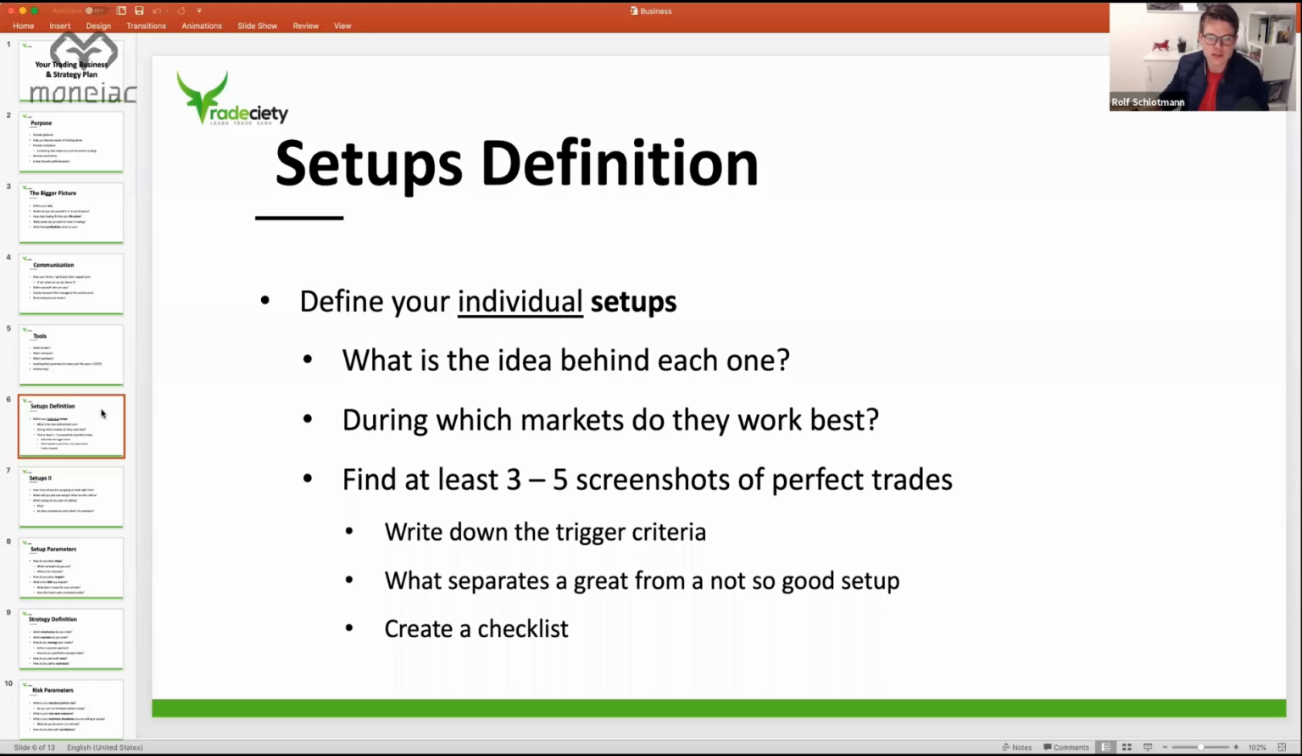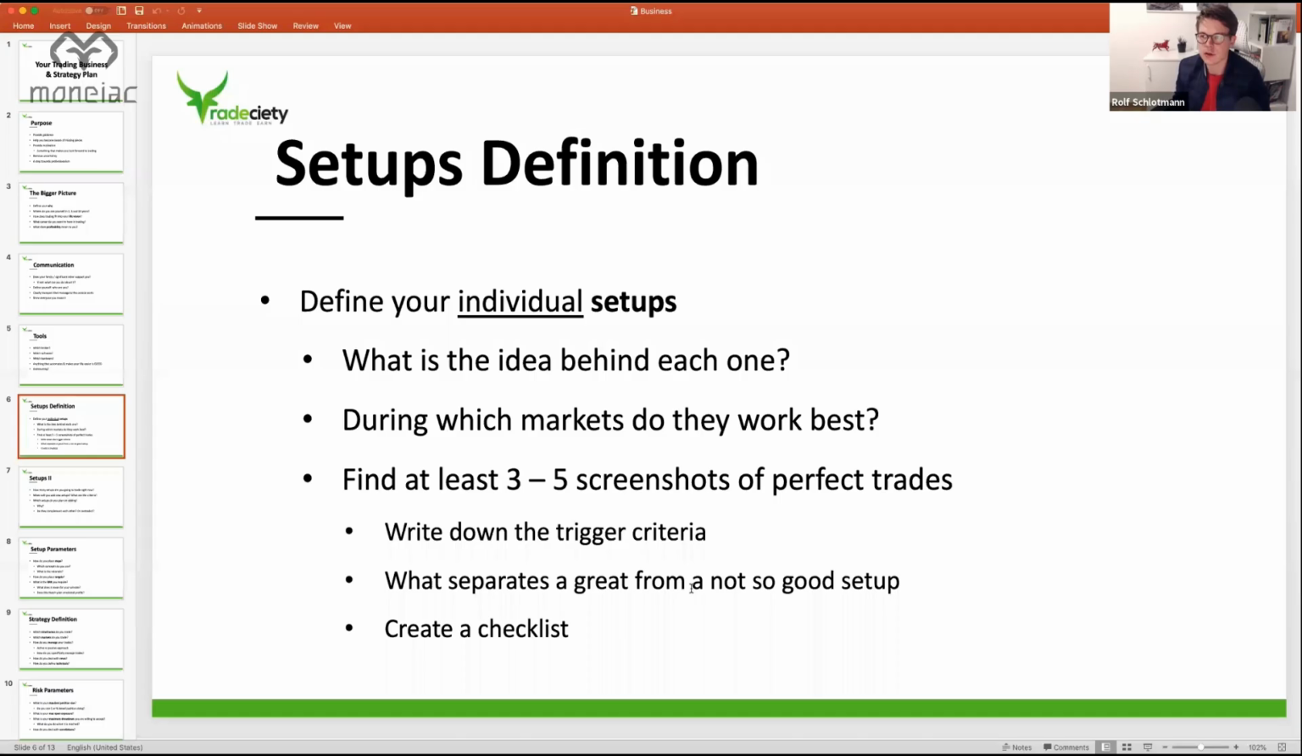During which markets do the setups work best? What are the criteria, or what are just the conditions? Do you need a trending market? Do you need a very volatile market? Do you need a calm market? Do you need a market that moves a lot? Do you need a range market? Just ask yourself that. And then find at least 3 to 5 screenshots of your perfect trades regarding each setup, and write down the trigger criteria.